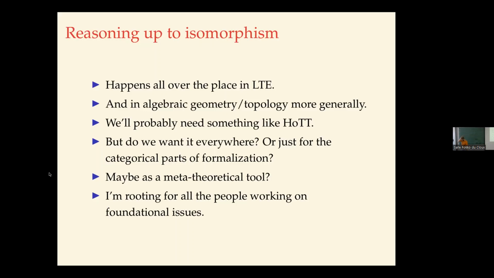So the next thing is reasoning up to isomorphism. And this is something that happens all over the place in the liquid tensor experiment, but also in algebraic geometry, in algebraic topology. You have all sorts of objects that are defined by a certain universal property. So you prove that they exist, and then if there's another object that satisfies the same property, well, then there's a unique isomorphism between these two objects, so you can identify them and treat them as equal.